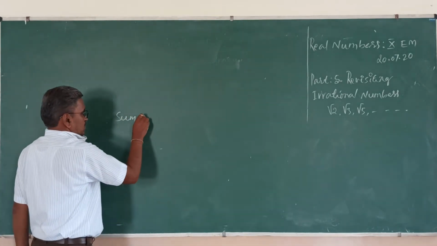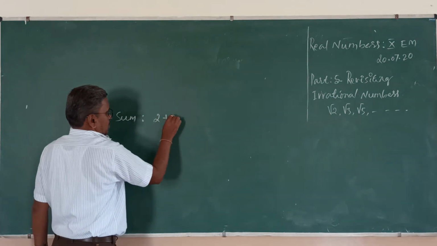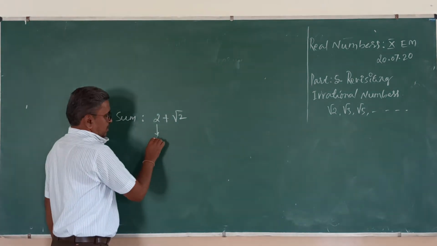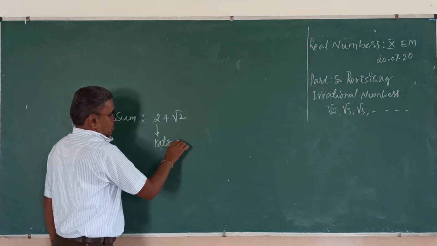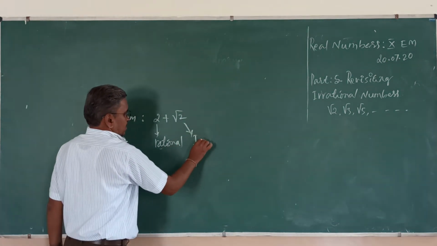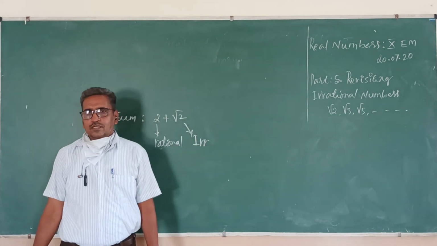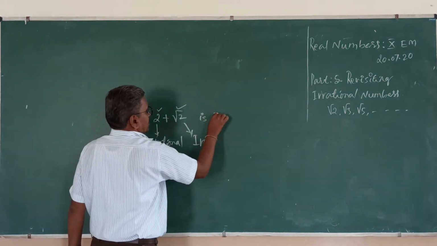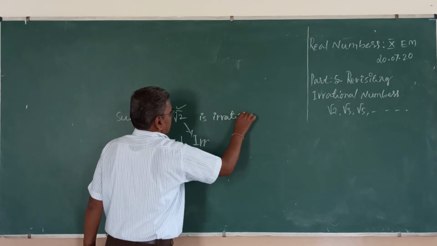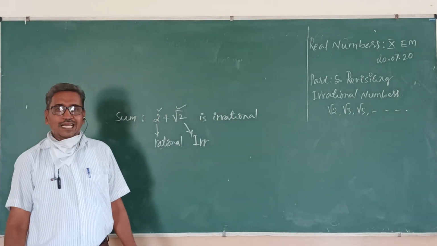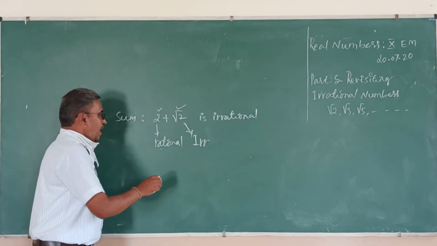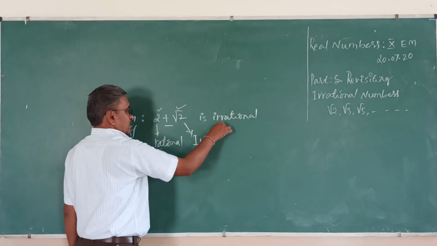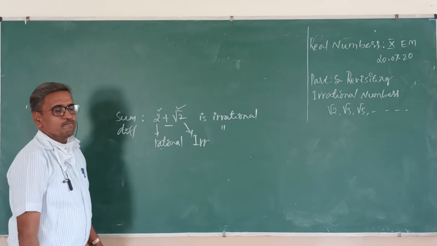Sum means 2 plus root 2. What is 2? 2 is rational. Root 2 is irrational. Sum of rational and irrational is irrational. Be very careful about this. Sum of rational and irrational is irrational, and the difference is also irrational.